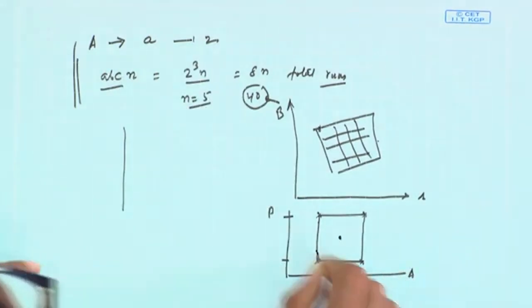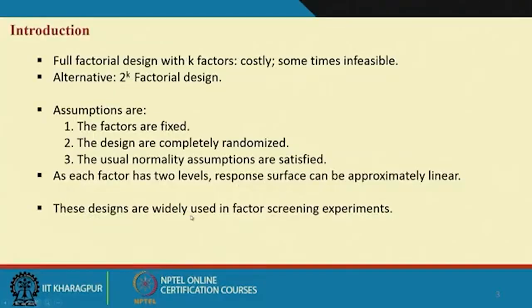So, as a result also, the purpose is limited, I told you. These designs are widely used in factor screening experiments. Factor screening experiment means, suppose there are k number of factors, how many factors are significantly contributing to the response and how many are not. Your sole purpose is to eliminate those insignificant factors and reduce the number of factors from a high level to a lower level, and you can do further experimental runs with fewer factors, maybe a completely full factorial design you will employ there.